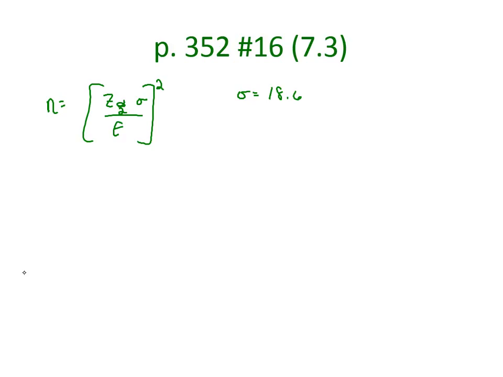What else do we know? The confidence level is 95%. So if I want to be 95% confident, what's that going to find for us? It's going to help me find my z. So alpha is 0.05, so we're going to find z of the 0.025.